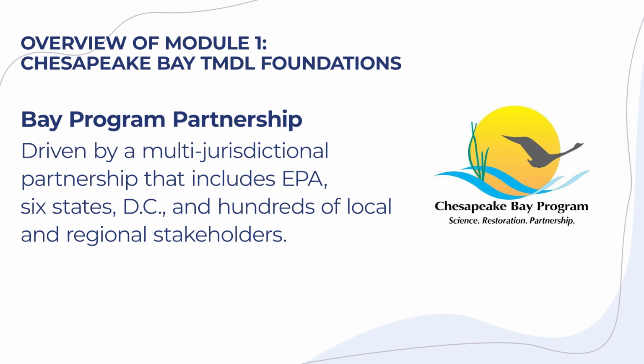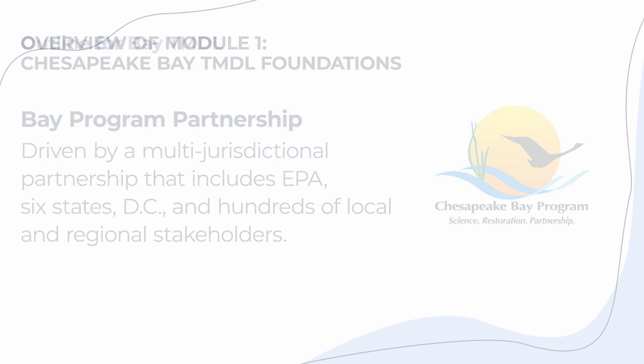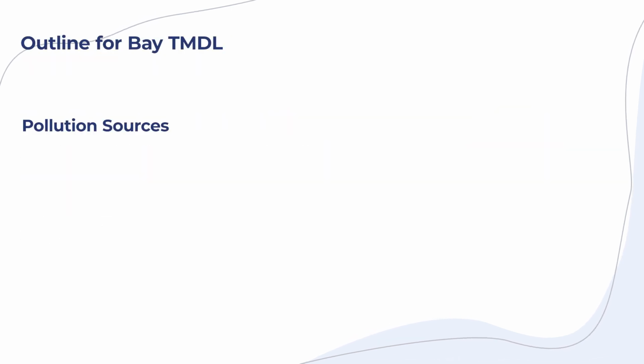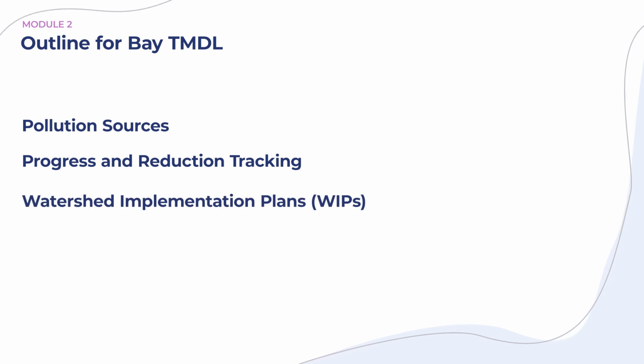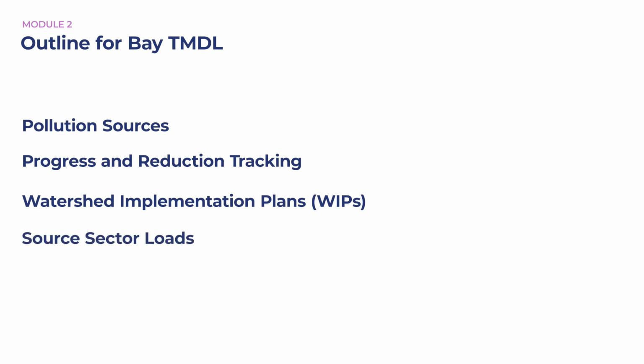This foundation sets the stage for Module 2, where we'll explore what contributes to bay pollution, how those sources are tracked, and how Virginia and other states are held accountable through watershed implementation plans, or WIPs. We'll also review Virginia's progress and sector-specific load contributions.